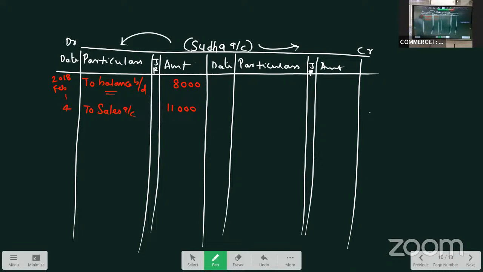Next transaction is on the 12th. Goods returned by Sudha. Sudha is returning goods. So goods are going away from Sudha. If they are going away, write it on the credit side as sales return. See, she earlier purchased from us, no? On the 4th, she purchased from us, and on the 12th, she returned the goods. So goods are going away from Sudha. Write it on the credit side. And the amount is 4,000.